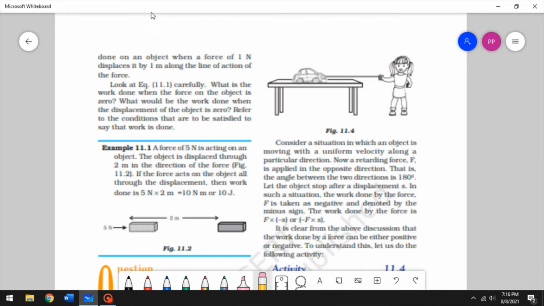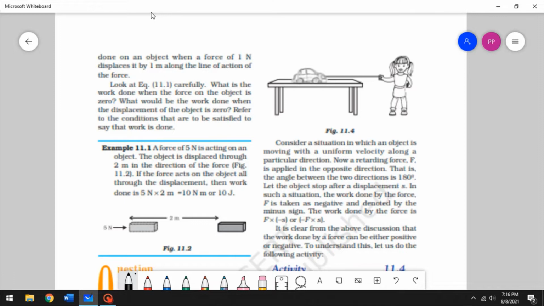That is because I didn't memorize anything. I'm just making a sentence out of whatever makes sense to me. Similarly, I want you to write down in your notes whatever makes sense to you as long as it is correct. So what is the work done when the force on the object is 0? And what will be the work done when the displacement of the object is 0? Refer to the conditions that are to be satisfied to say that work is done.